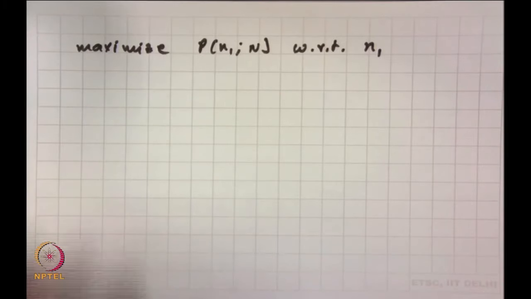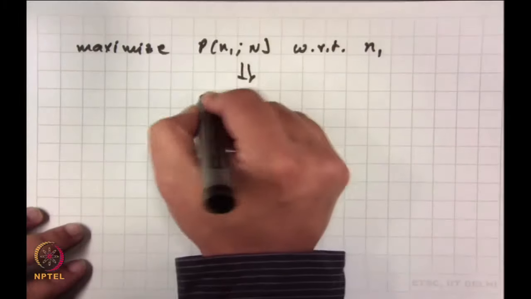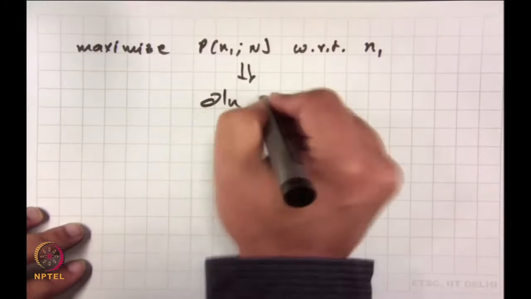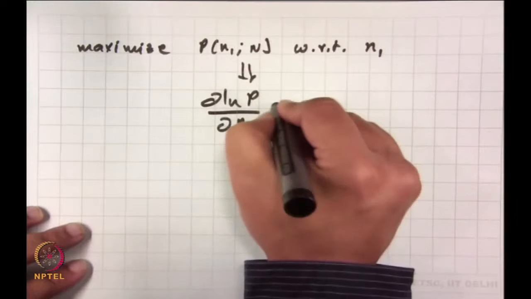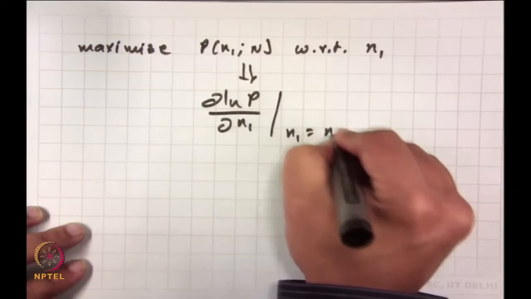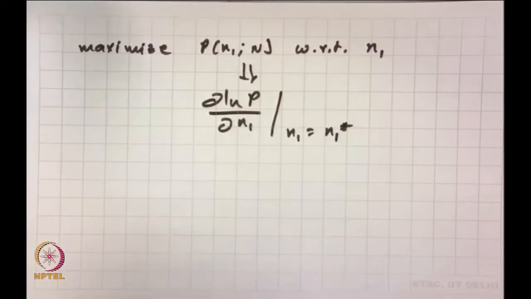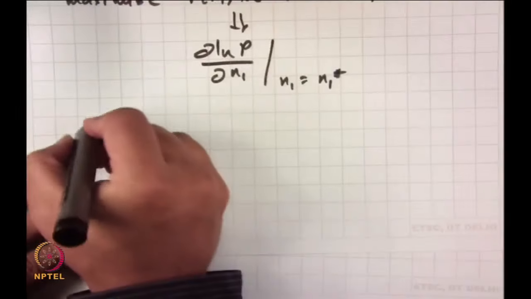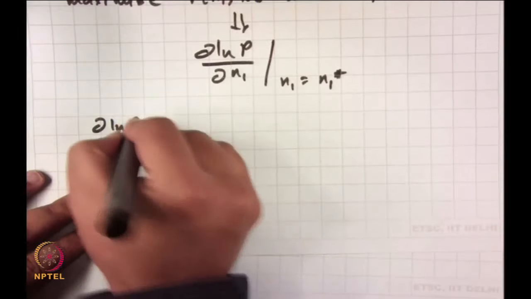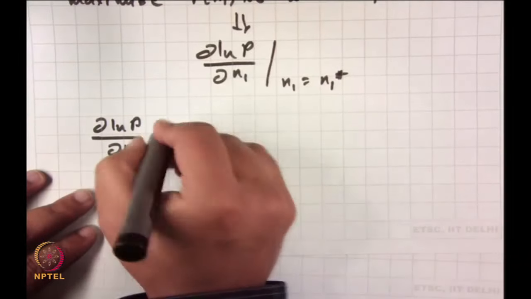That is, I am trying to find the number of steps n1 for which p becomes maximum. So, then what I do is, I calculate ∂ ln p over ∂n1, okay, at n1 equal to n1 star. So, that means at n1 star what I get is the maximum number of steps, right, that is what I go by. So, let us do that. So, therefore, ∂ ln p by ∂n1.